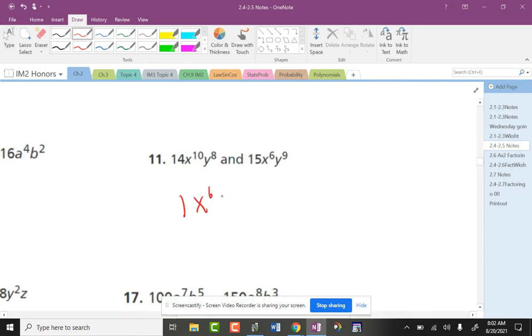1x to the 6th, y to the 8th. Okay, good. And hopefully we are getting that. And then if it was like a plus in between these, then we could divide it out and then see what's going on from there. So I think the point is established, and I don't think we have to hit all of these as far as what's going on here.